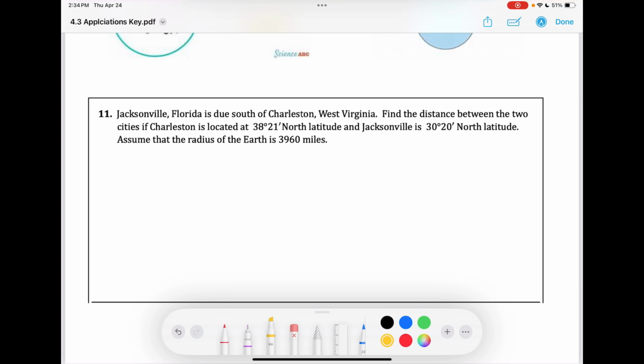All right, number 11. We are given two locations. One is Jacksonville, in Florida, and the other is Charleston in West Virginia. Remember, we talk about the location, 38 degrees 21 minutes, on the earth, the globe. This is a real life application. How do I know what formula I'm going to use? Because the question talks about the radius of the earth, so you kind of have an idea.